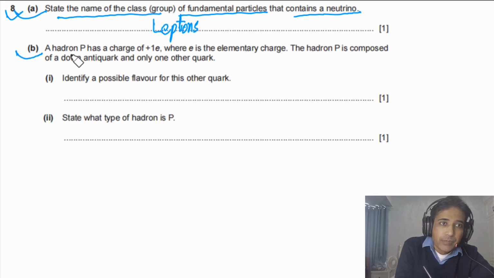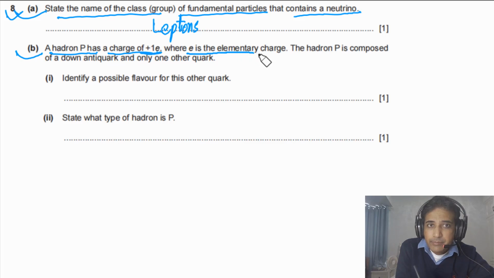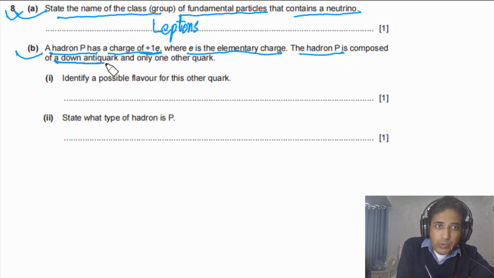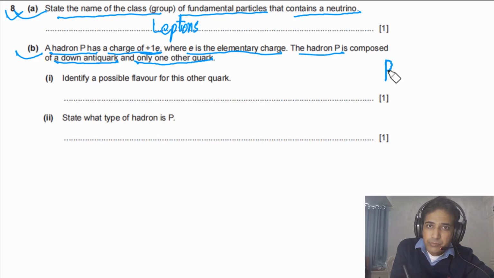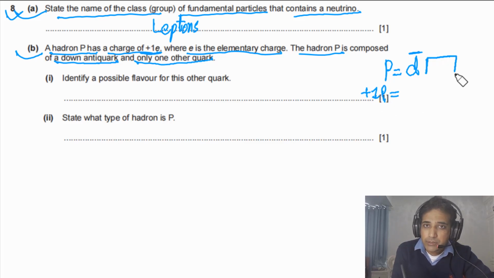Part B says a hadron P has a charge of plus 1e, where e is the elementary charge. Hadron P is composed of a down antiquark and only one other quark. So we have hadron P, which is given to us. This consists of one down antiquark, and the charge on this hadron is plus 1e. And there is another quark here, so we need to write down the possible flavor for the other quark.